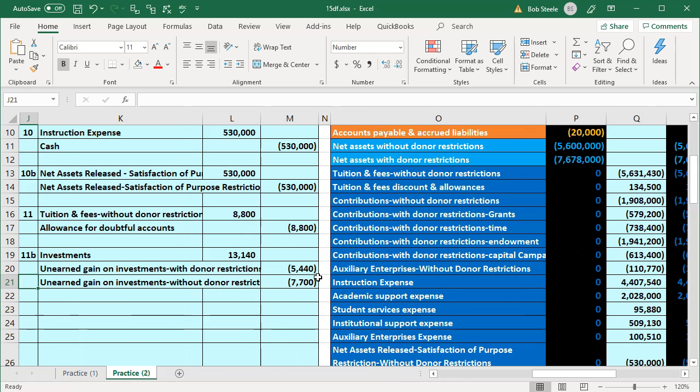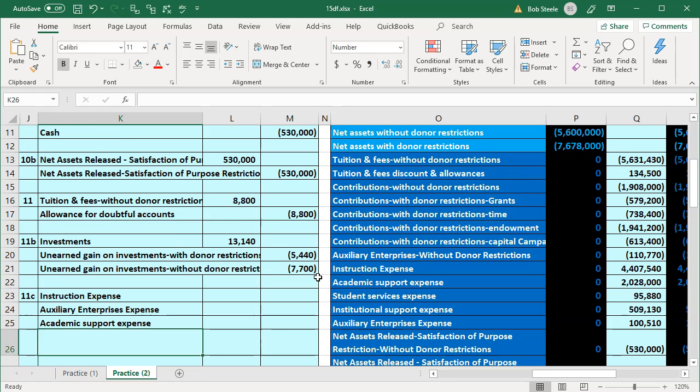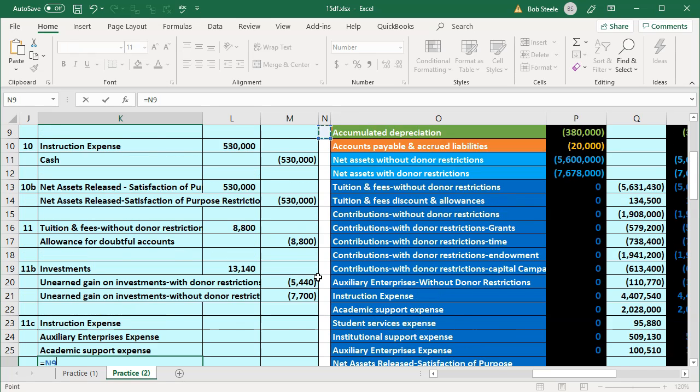So let's do that. We're going to say this is going to be 11. We'll call it 11C, let's say. So 11C, we're going to say this is equal to, I'm going to pick up these debits. And again, this is what's different. This is not depreciation expense, but these other expense accounts where we are allocating. So we have the instruction expense. We have the auxiliary enterprise expense. And we have the academic support expense. Those are the three expenses we will be allocating to, and then the credit is going to go to accumulated depreciation. So we'll scroll back up top.